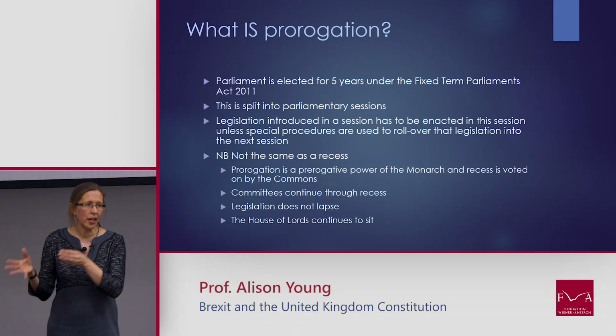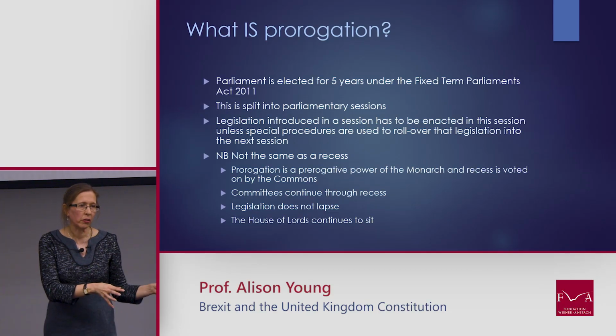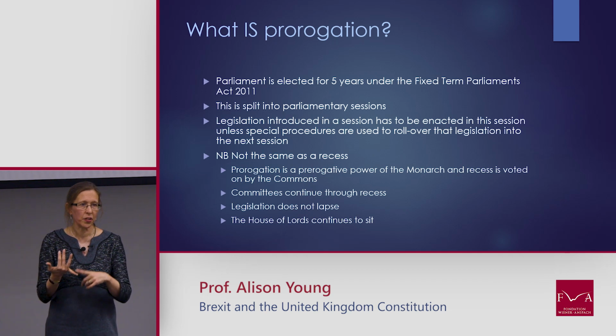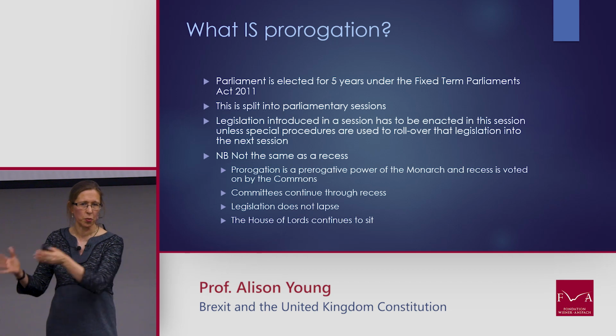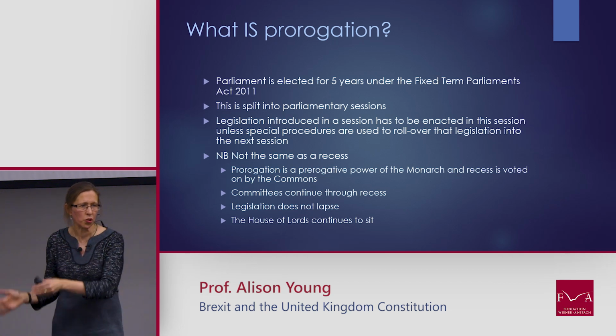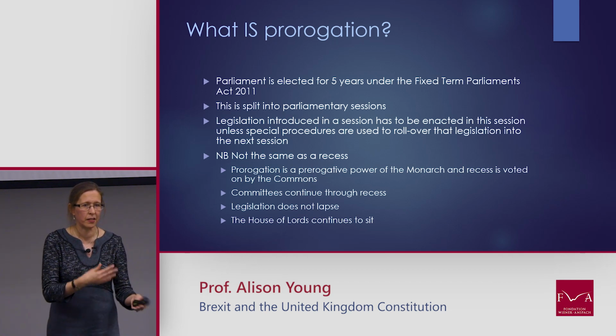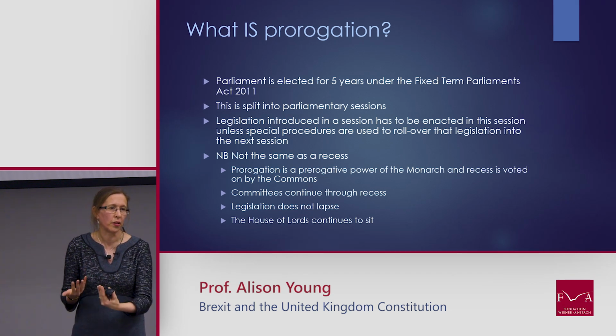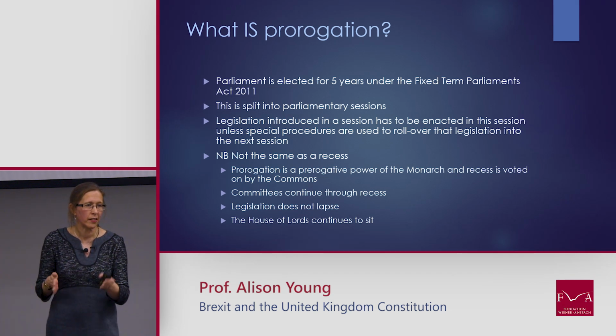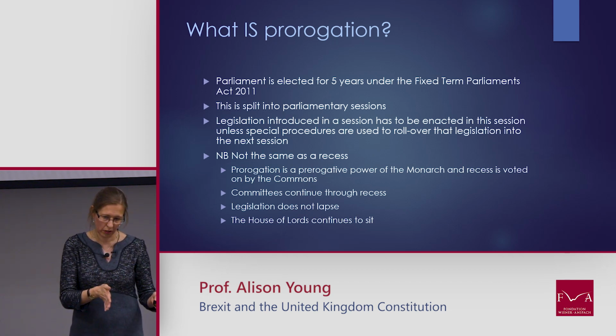And the importance of prorogation is if you prorogue Parliament, it's the Prime Minister alone that decides this. The Prime Minister gives advice to the monarch to prorogue, and normally the monarch will just do what the Prime Minister asks. There is no say for the House of Commons, which contrasts with a recess, which is a break which the House of Commons agrees to. So it's just the government.